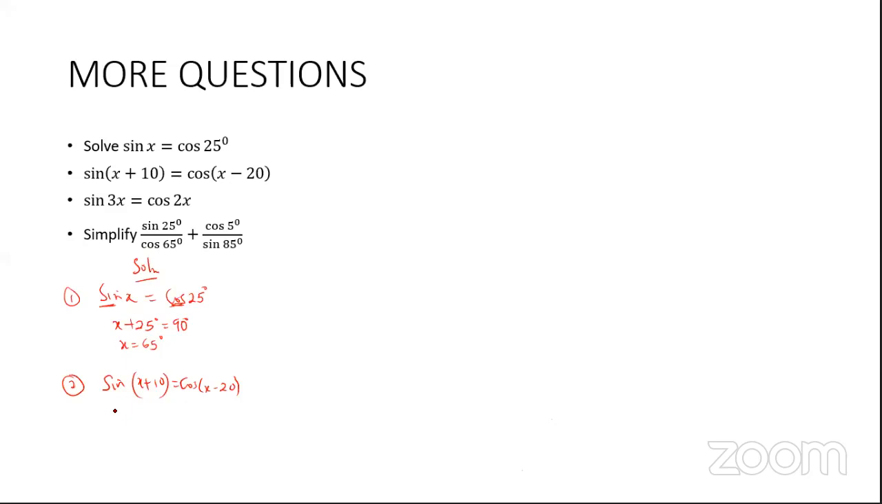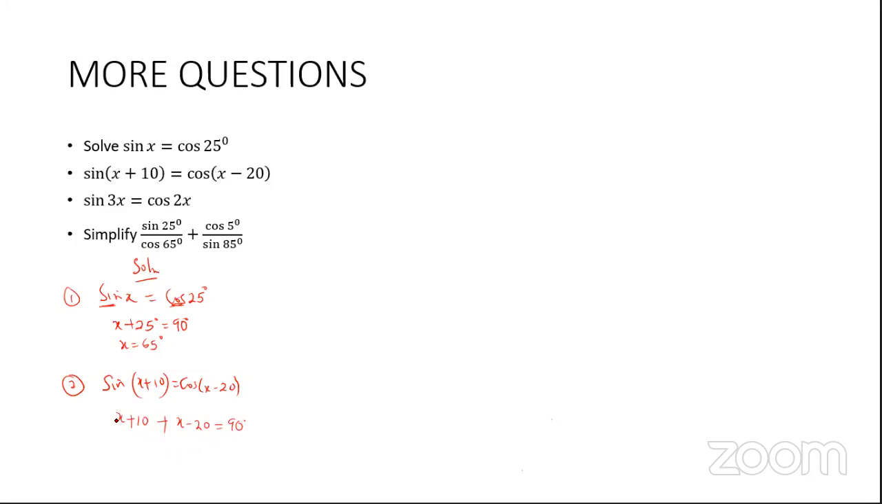Add them up. What are the two angles that you have? We have angle x plus 10 and what? Angle x minus 20. Those are the two angles that you have. So add them up to give you 90 degrees. The addition must give you 90 degrees.